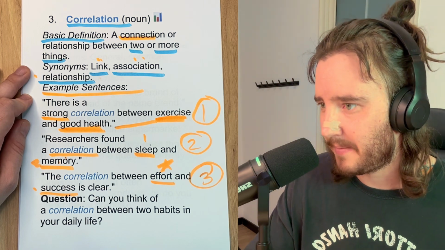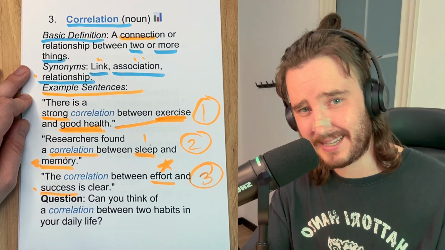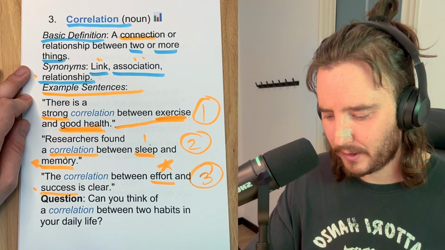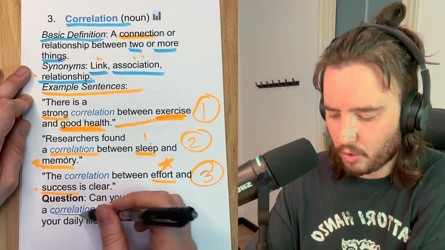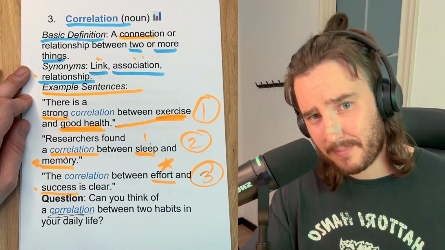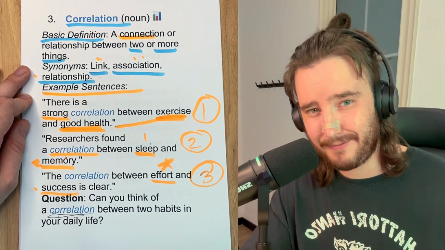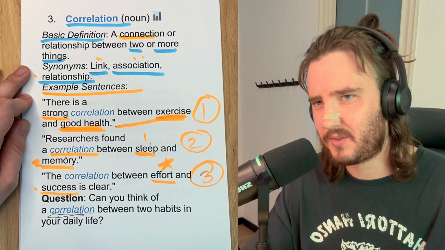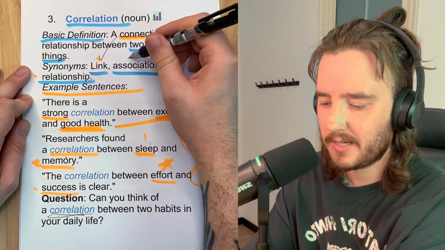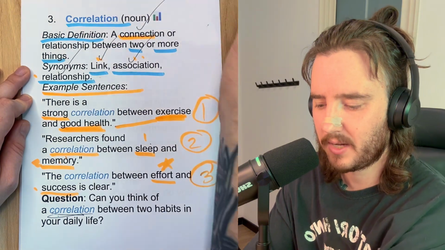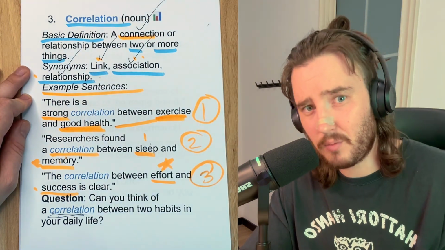We could also say behind that success, there is a lot of effort. So here's a question for us to think about. Can you think of a correlation between two habits in your daily life? Can you think of two habits that you have? What's the correlation? What's the link, the association, the relationship, the connection? What's the connection between them?